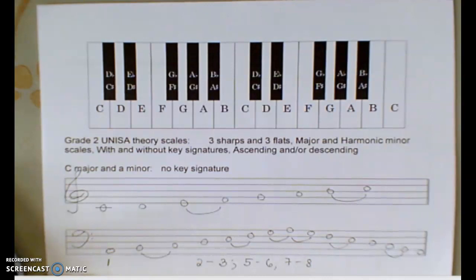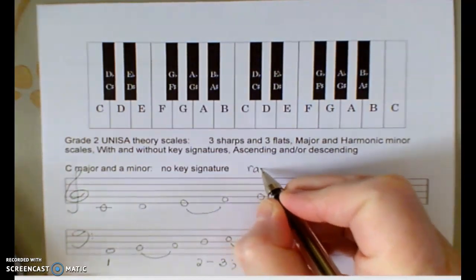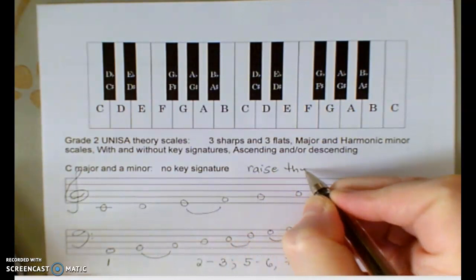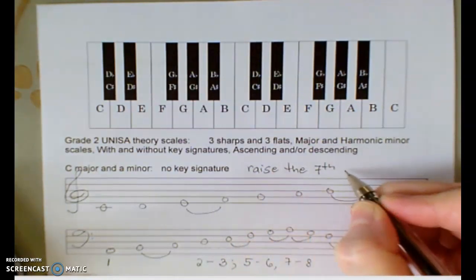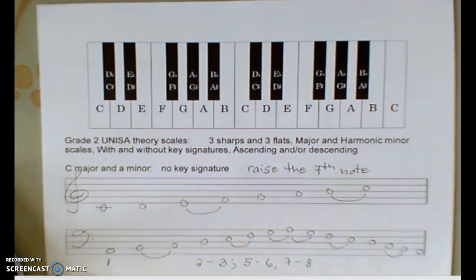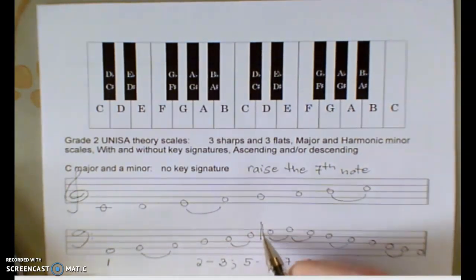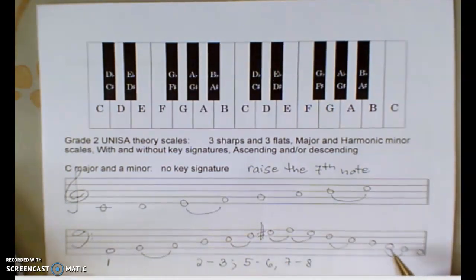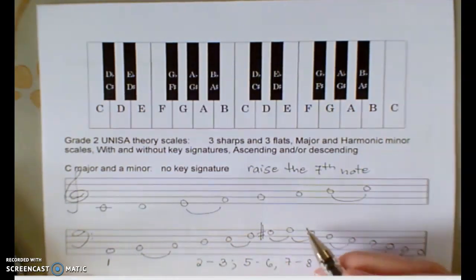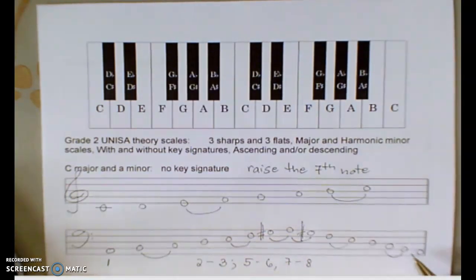And a very important thing with the A minor, although it looks like the C major, I must always raise the 7th note. So in this case, let's look at the 7th note. 1, 2, 3, 4, 5, 6, 7. So the A minor will have a G sharp.